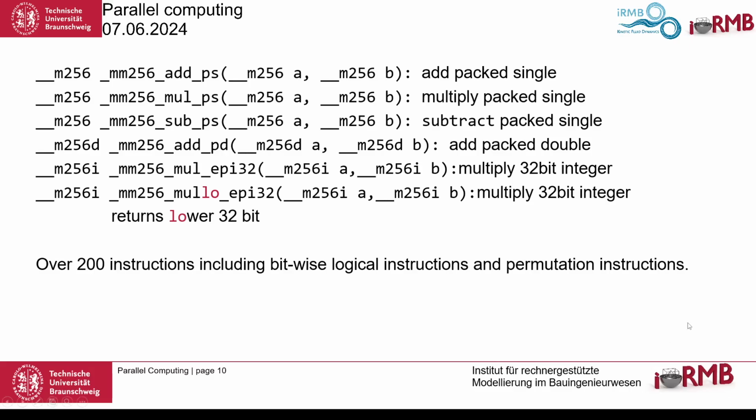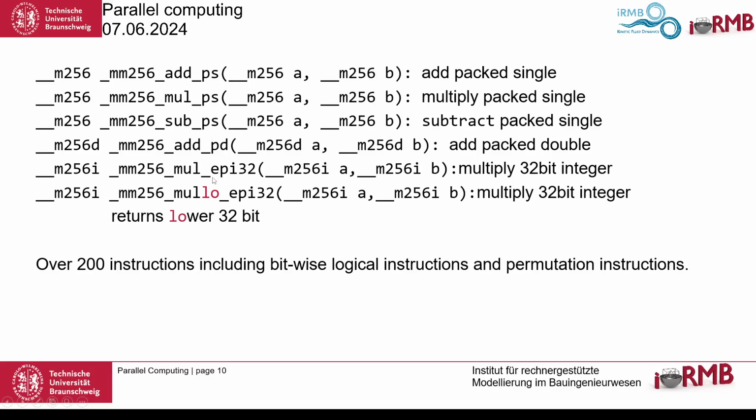A few that may be useful are adding numbers, multiplying numbers, subtracting numbers, and now you have this in the different formats. For example, packed single is 32-bit floating point numbers. So add packed singles, multiply packed singles, subtract packed singles. You can add and multiply and divide packed doubles. And the integer operations look a little bit funny.